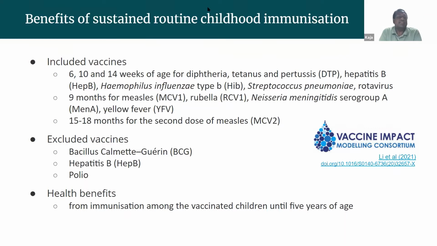And the vaccines given at 9 months of age, which are the first dose of measles, rubella, meningitis A, and yellow fever, and the vaccines given in the second year of life, which is the second dose of measles. We did not look into the BCG, nor the birth dose of hepatitis B, nor the polio doses. With respect to the health benefits, they come from the vaccines, based on the Vaccine Impact Modelling Consortium, where we look at the benefits of immunization from the time of vaccination until 5 years of age.